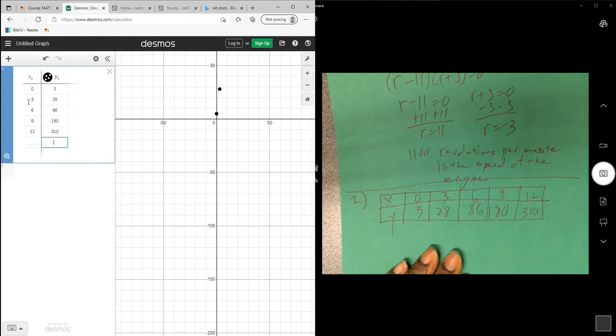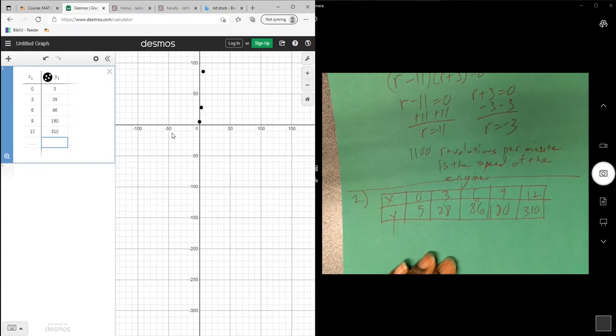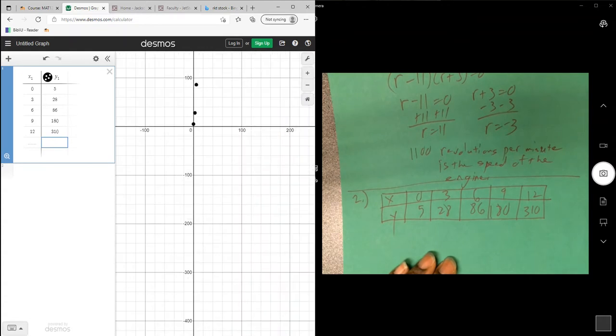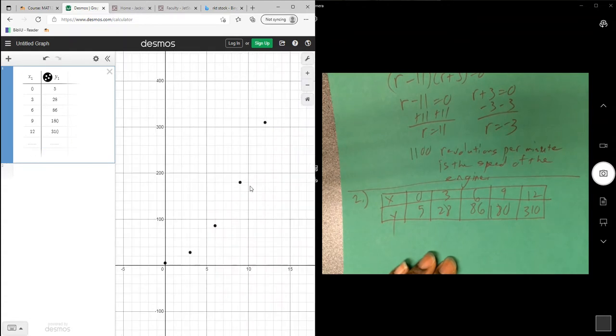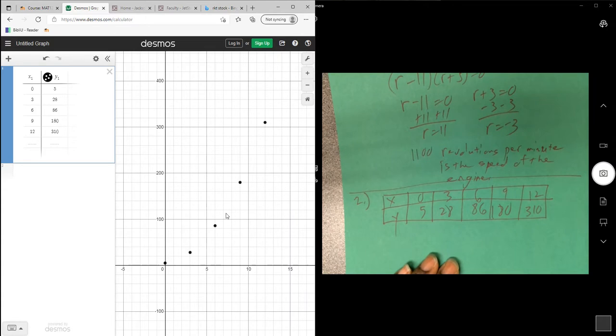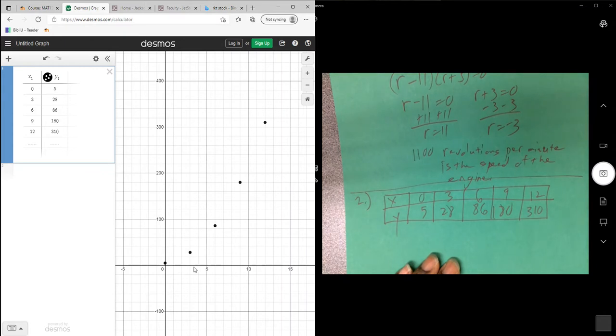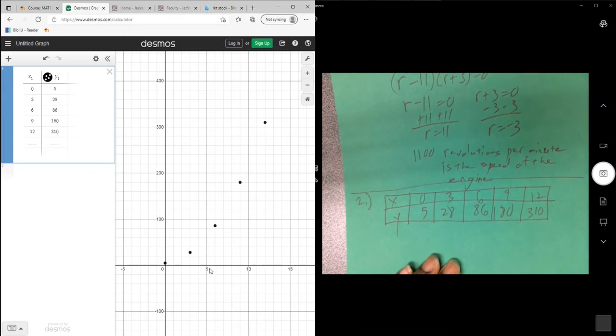Okay, now on A, it says determine the approximate scale and plot these points. First of all, let's look at the points here. These are what the points are supposed to look like. Now with your X scale, as far as the textbook is concerned, you could start off at 0 and go by ones, and you would get all of the points you need.